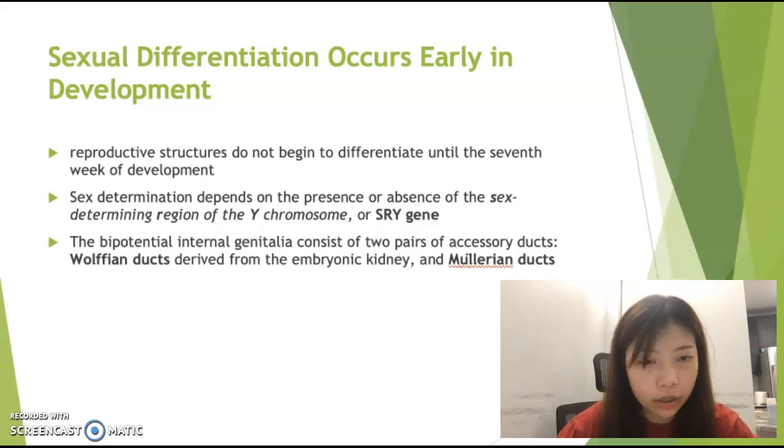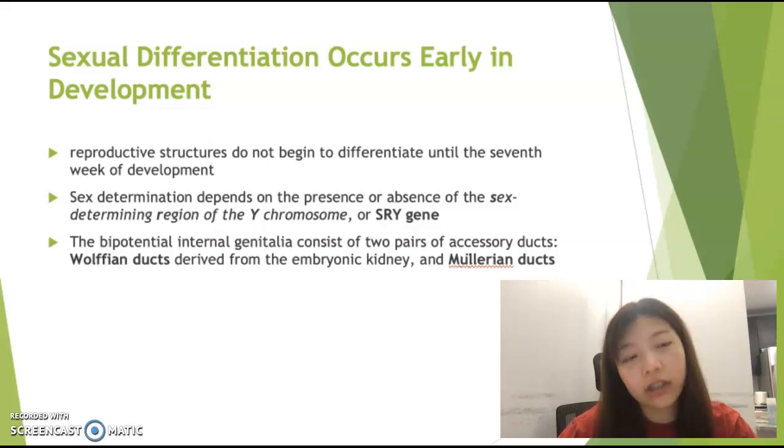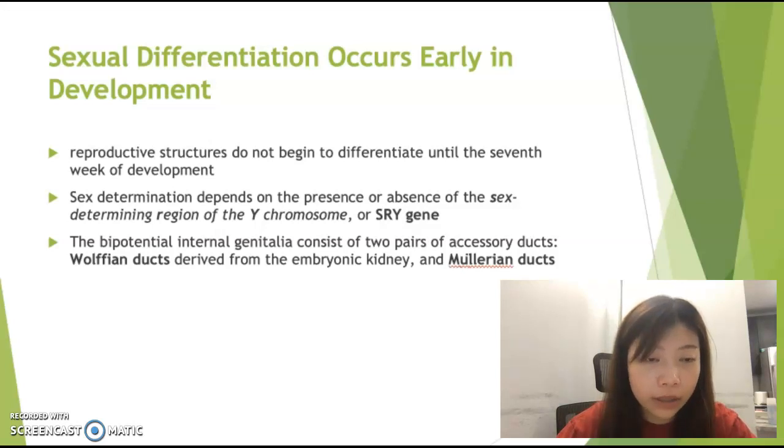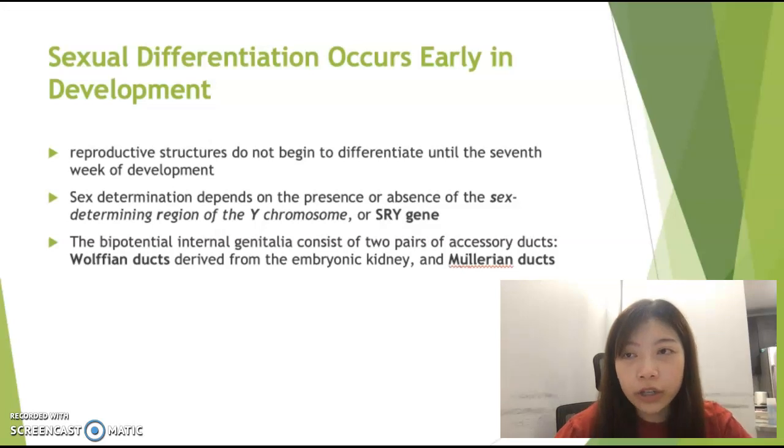What directs some single cell zygotes to become males and others to become females? This is a good question. Sex determination depends on the presence or absence of the sex-determining region of the Y chromosome, or what we call the SRY gene. In the presence of a functional SRY gene, the bipotential gonads develop into testes. In the absence of the SRY gene, and under the direction of multiple female-specific genes, the gonads will develop into ovaries.